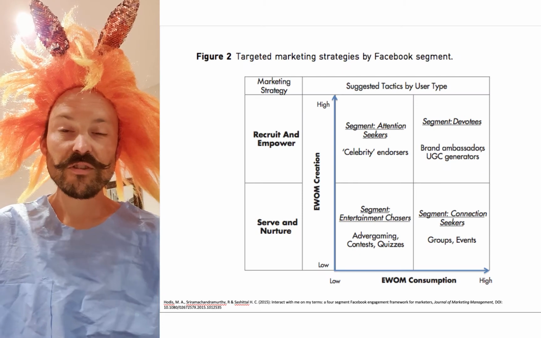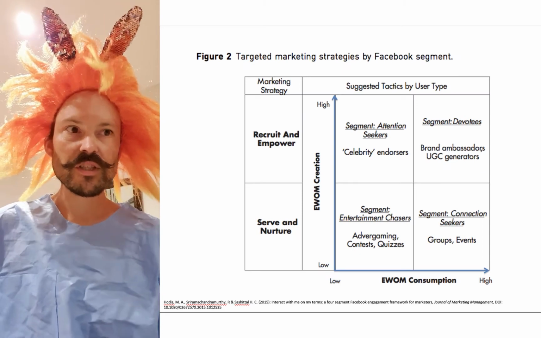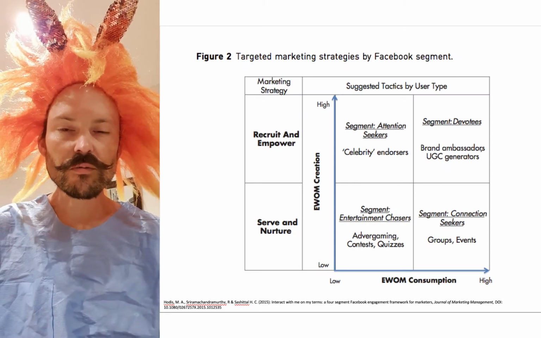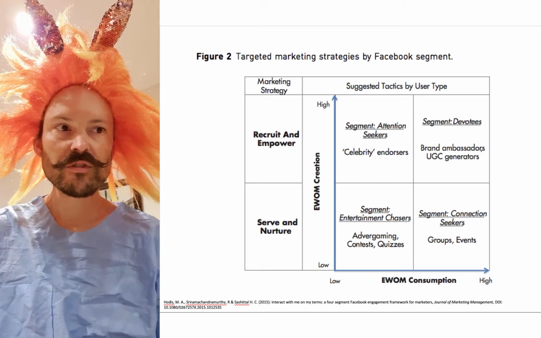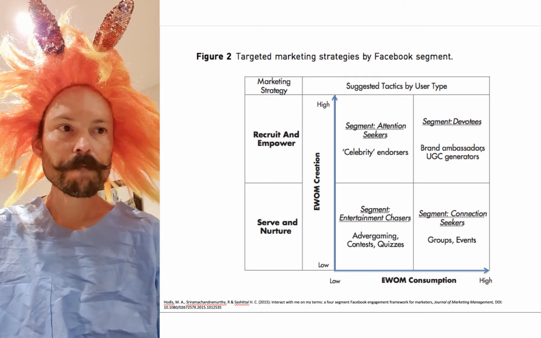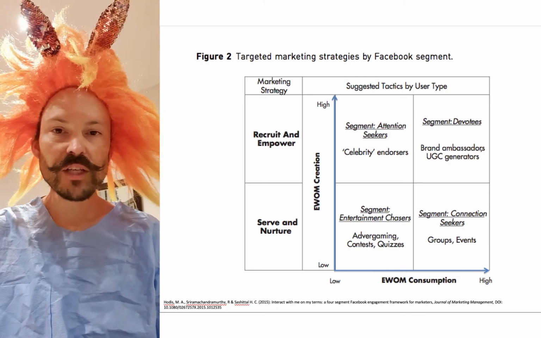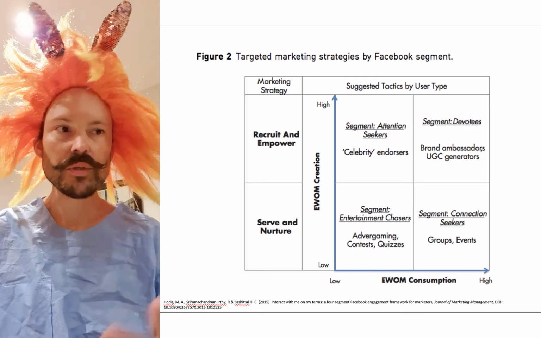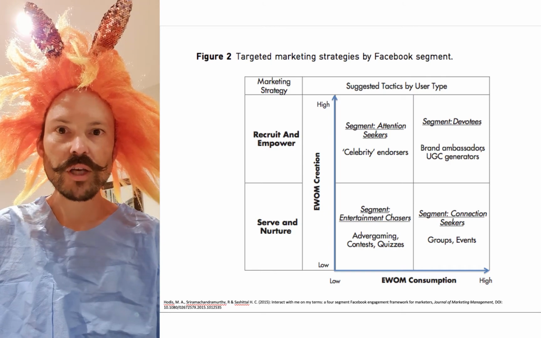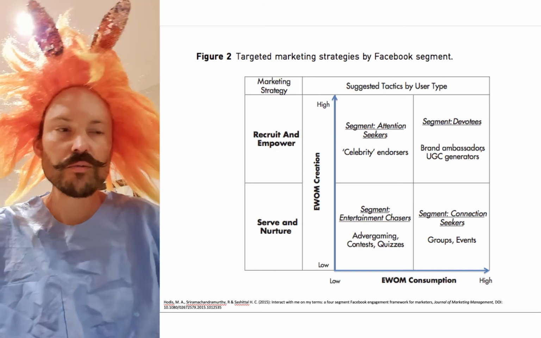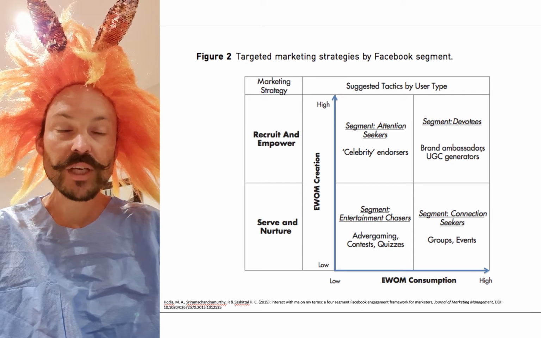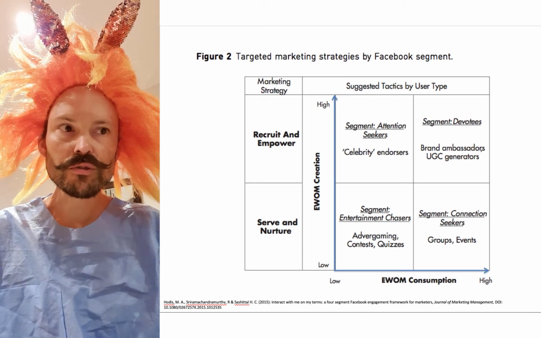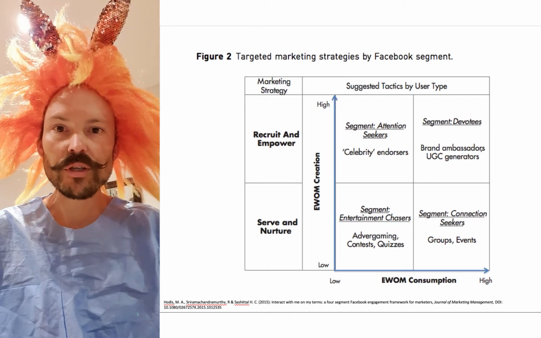So based on this, Hodis and colleagues then suggested this strategy for how to target these different types of segments. So if they are low in creation, they'll say your strategy should be to serve and nurture further connections with them. While if they are high in creation, then you should recruit them and empower them to talk more about you.